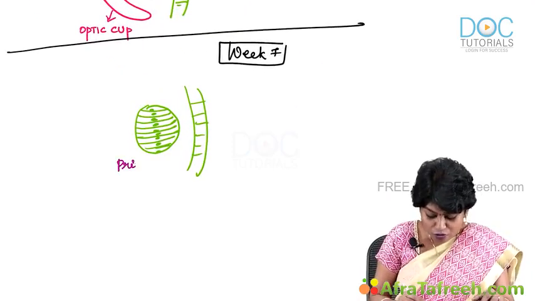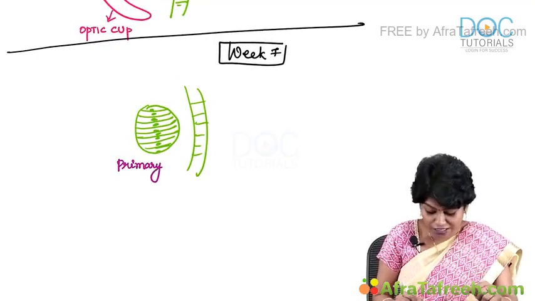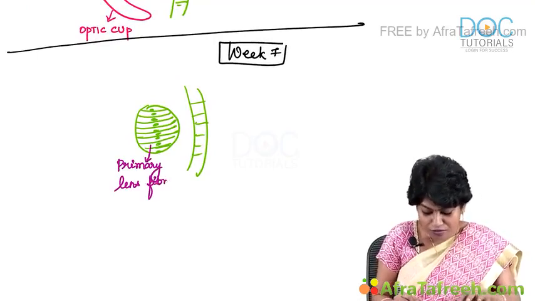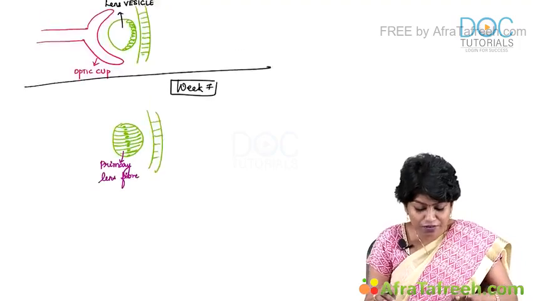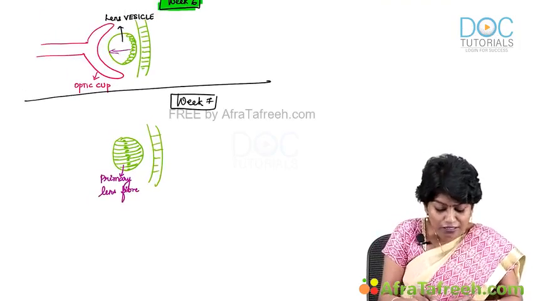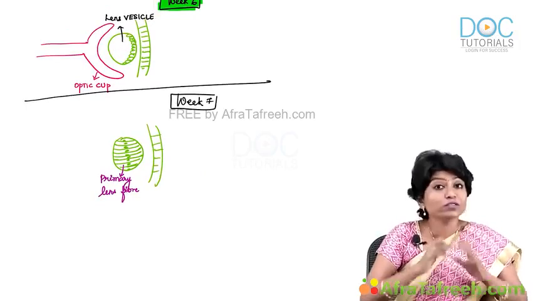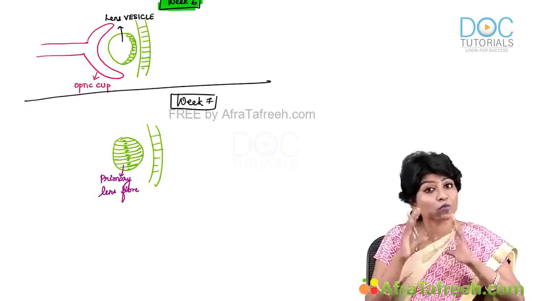So now there is no more cavity in the lens. These are the primary lens fibers. These epithelial cells from the previous stage elongate to fill the entire cavity. This is how the lens is fully formed by week 7.